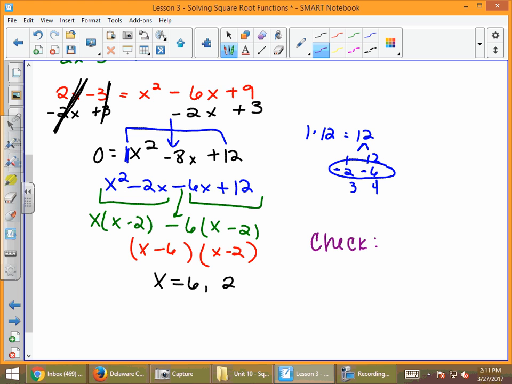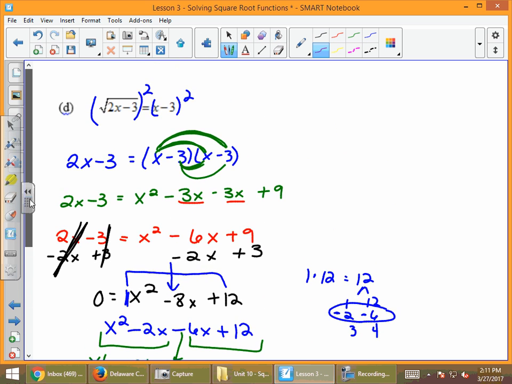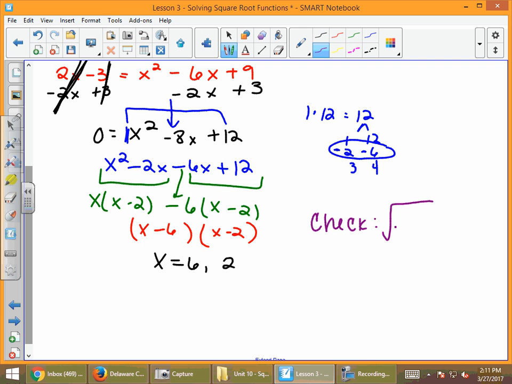So just take 6, plug it back into the original. x is equal to 6 minus 3. Well, underneath that radical, what's 2 times 6 minus 3? 9. So the square root of 9. And 6 minus 3 is 3. Now what's the square root of 9? 3. So we're good there. x equals 6, so we're good. I'm going to write that.